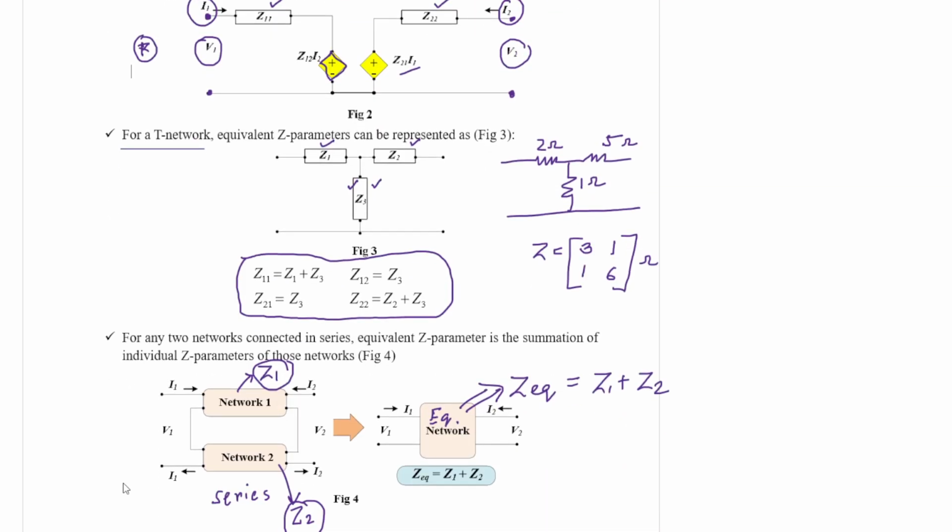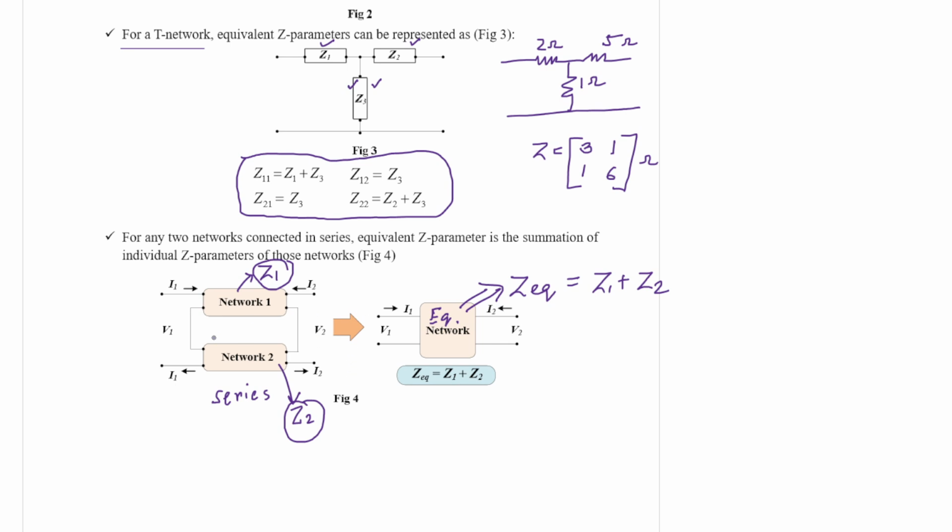And finally, two very vital points, let us not forget. If we encounter a T network like this, we can straight away write the equivalent Z representation by this formula. And if we encounter two networks connected in series, then the equivalent Z parameter is the summation of Z1 and Z2, where Z1 represents the impedance parameter of network 1 and Z2 represents the impedance parameter of network 2.